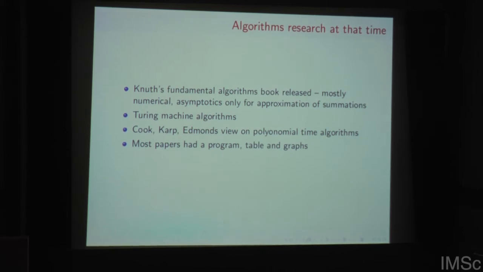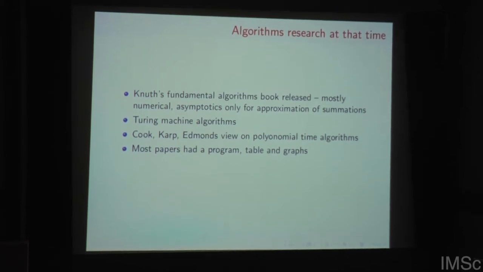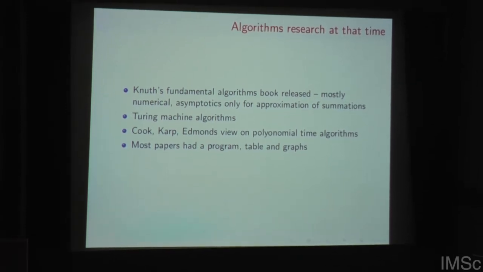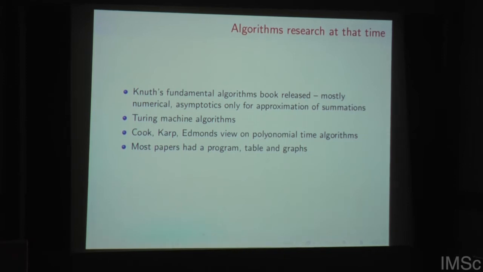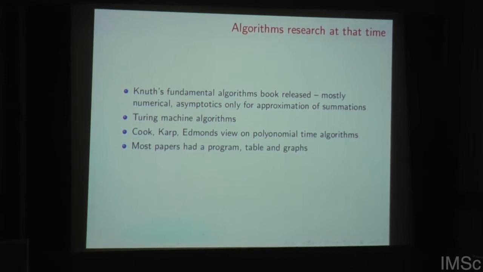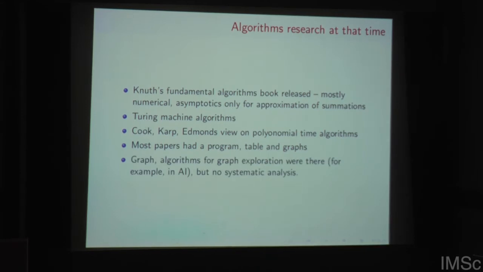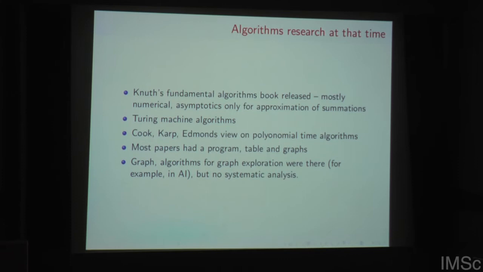Most papers on algorithms at that time had usually a program and some table of results, some graph comparing with some other algorithm, again, some other program, some other input. And so often it was not very satisfying whether the algorithm improved it or whether the developers were better program designers or the operating system improved. It was not very clear. Graphs and algorithms were there, mostly in the AI world. There were all these graph search methods, but there was no systematic analysis.